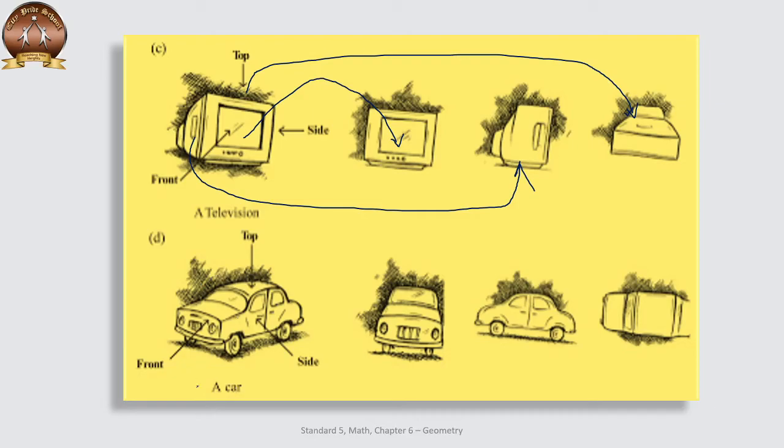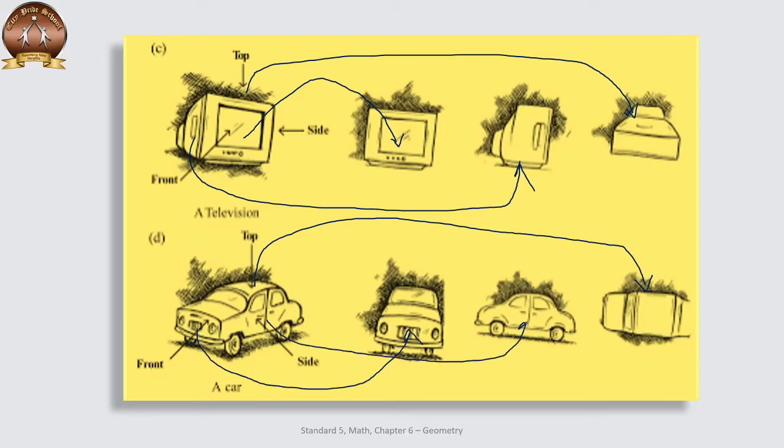Okay, a car. If you see from the top of the car, how does a car look? From the top, it looks like this. From the front, it looks like this. And from the side, it looks like this. So these are the 3 views of a car: top, front, and side. So this is how we learn about the views of the solid shapes.